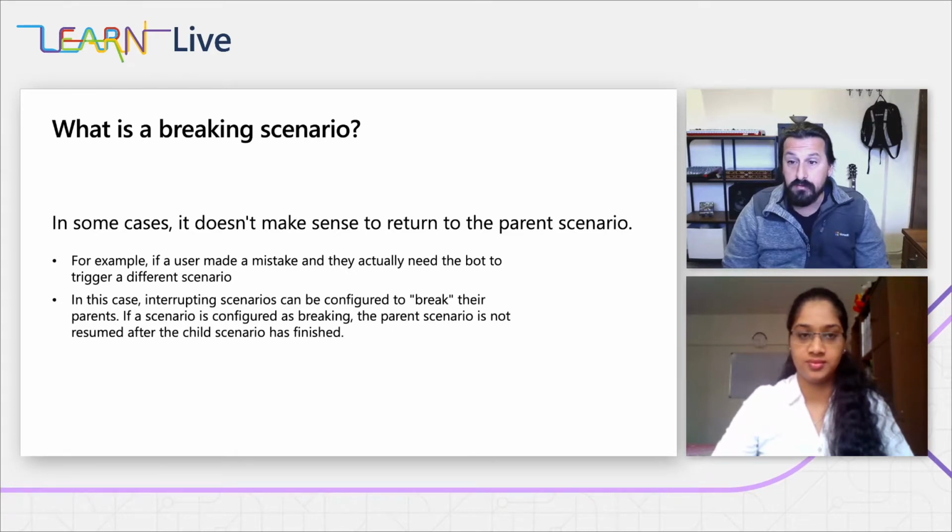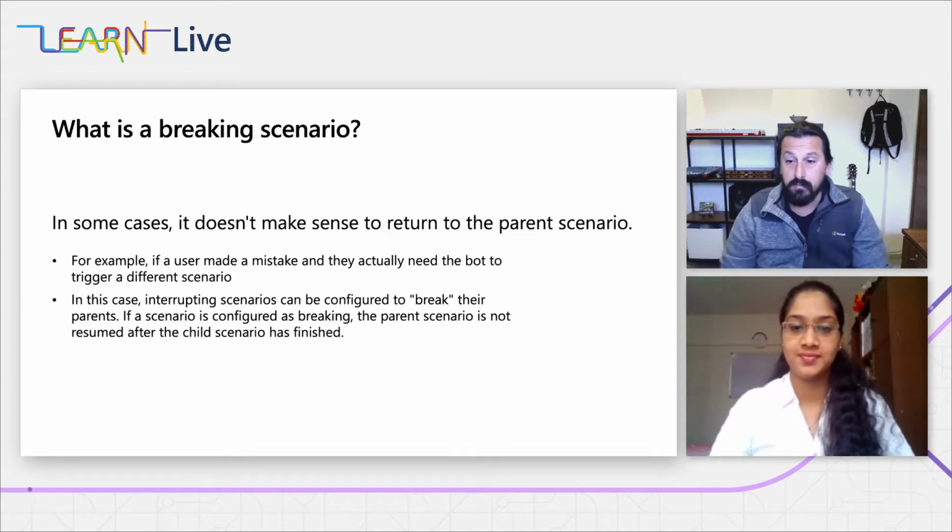But sometimes in conversation, you just want to change topic completely. Maybe when the end user engaged the bot, they wanted to perform one task, but as they were going through that scenario, they decided they actually needed to do something else. In that case, you might want to use a breaking scenario. It still interrupts using the same interruption mechanism that I described, but when the breaking scenario is complete, it doesn't return to the parent. It just ends when the breaking scenario ends.